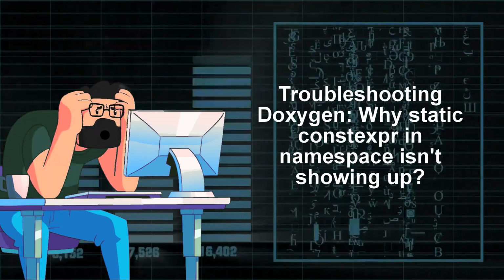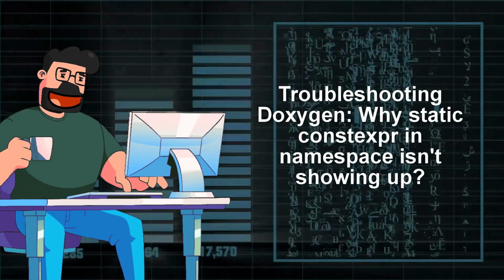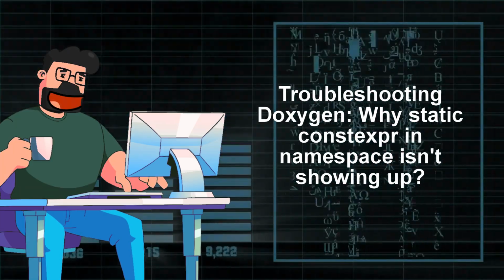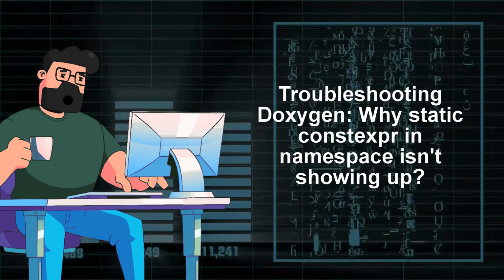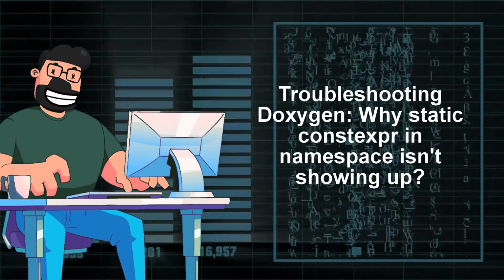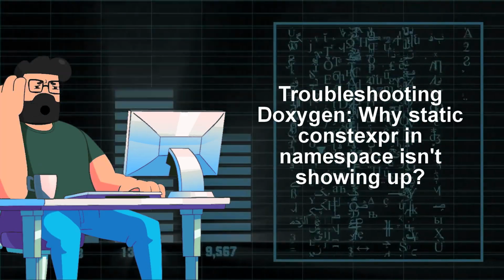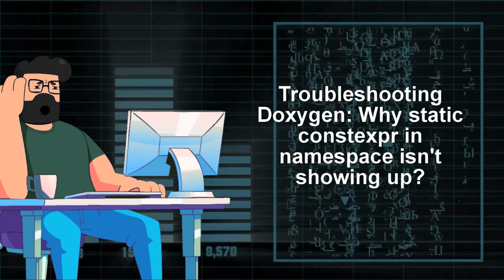To ensure that Doxygen includes static constexpr definitions in your documentation, you simply need to add EXTRACT_STATIC = YES to your doxyfile. This small addition will make sure that your static constexpr values within namespaces are properly documented. It's a simple fix but makes a world of difference in your documentation process.